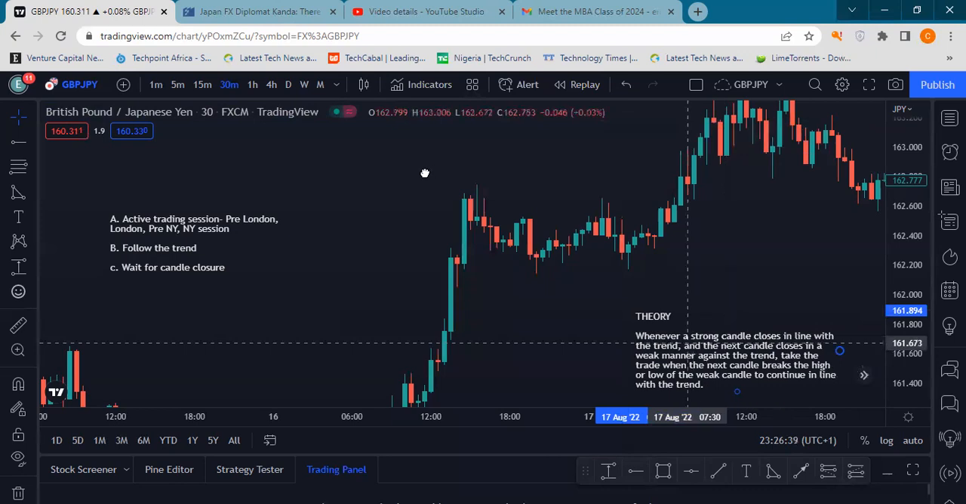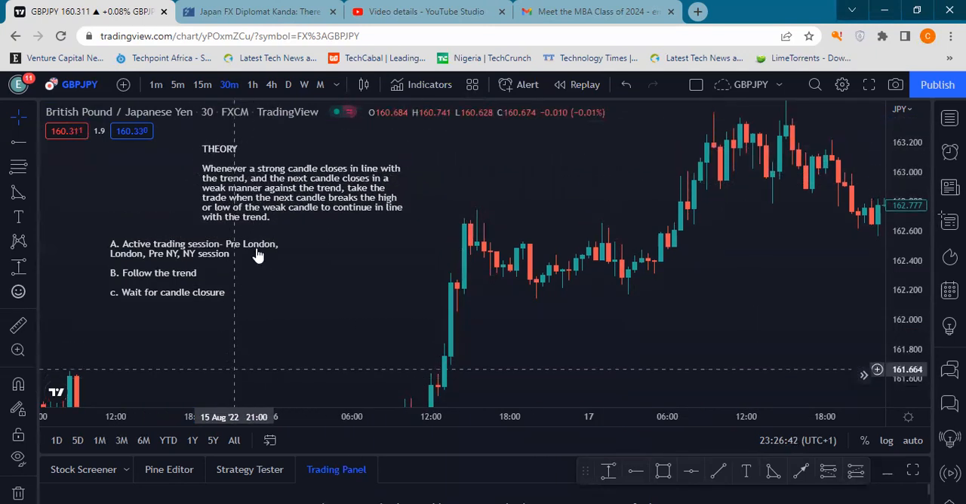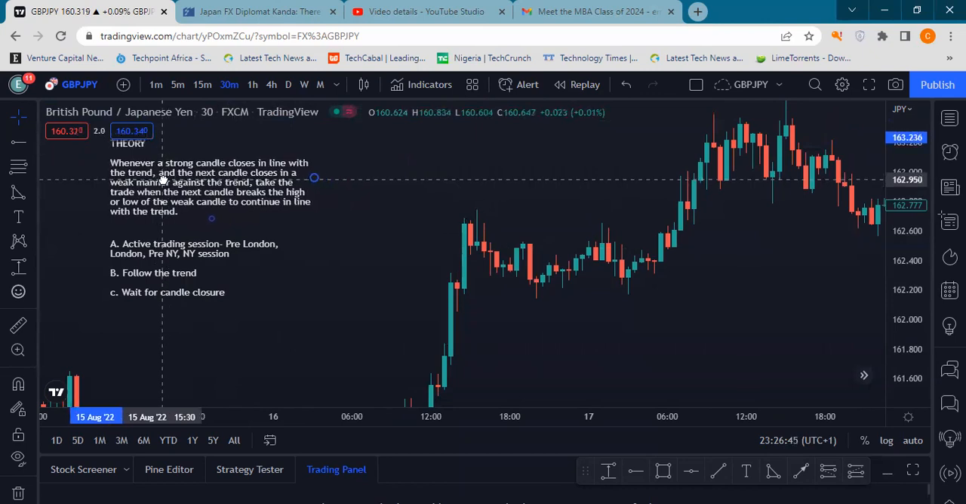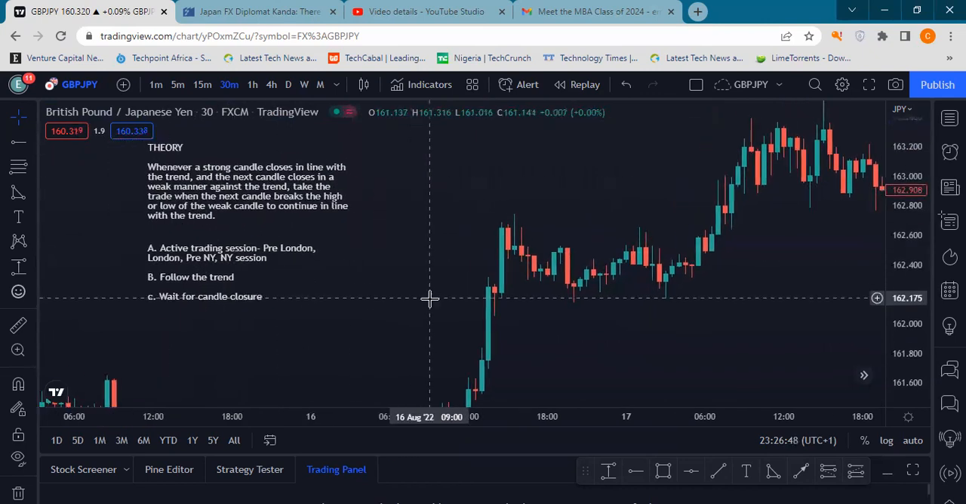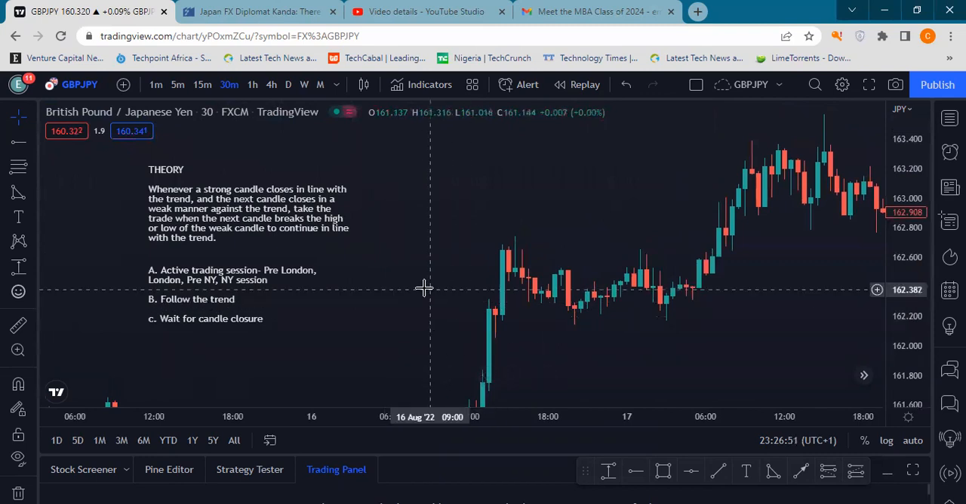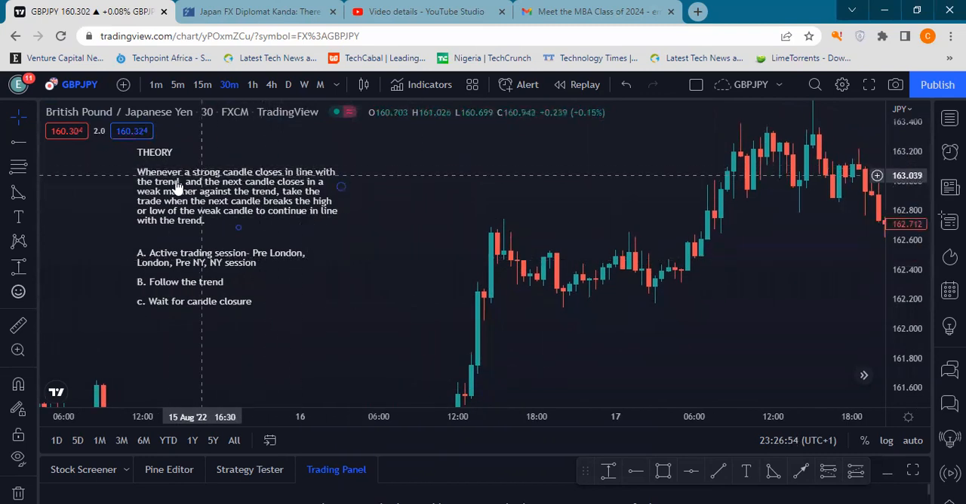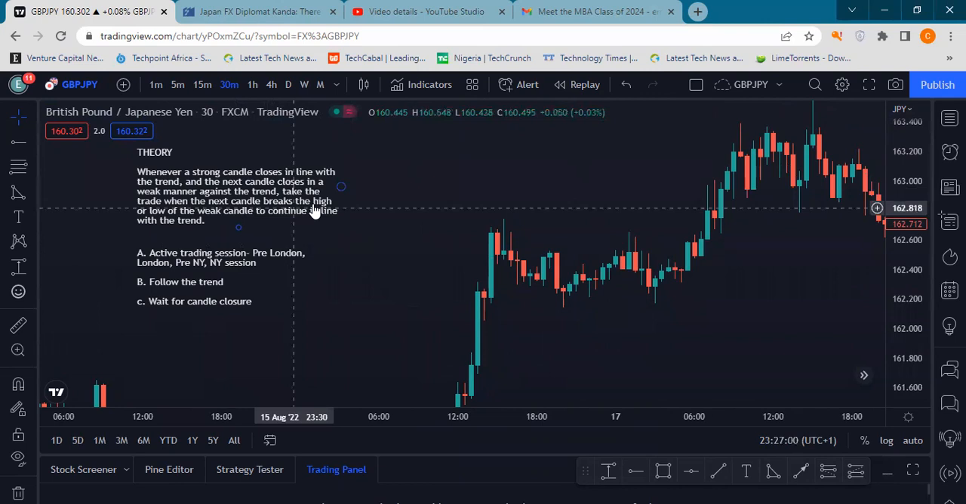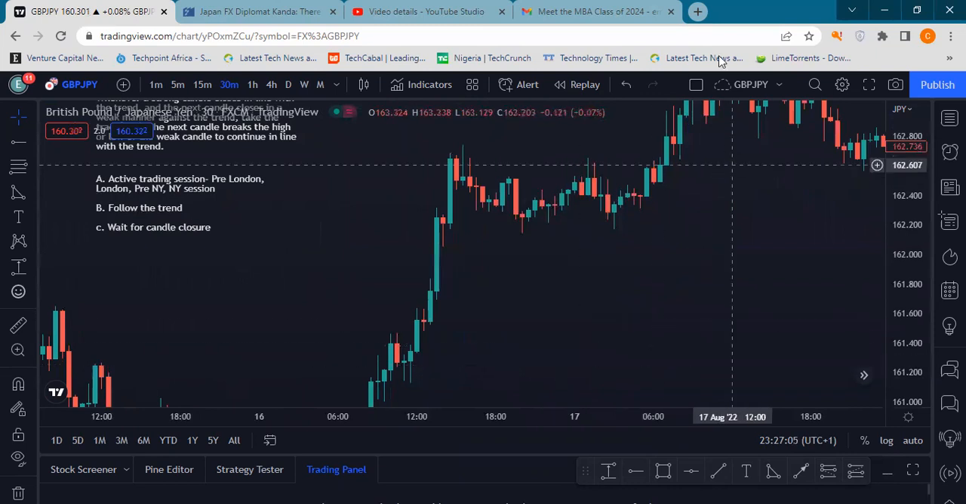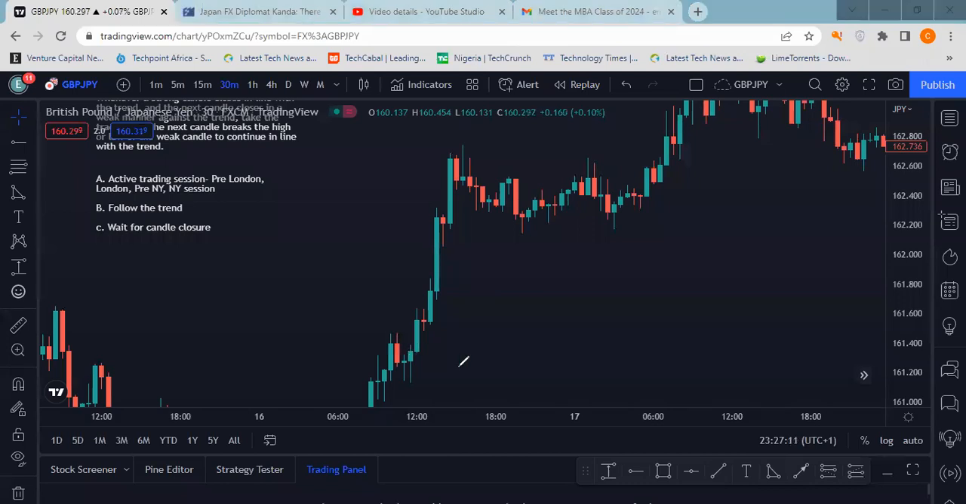And we know that theories become law when they are tested and they are trusted and have done sample size and all of that. So we want to try and do this sample size here, right? So whenever a strong candle closes in line with the trend and the next candle closes in a weak manner against the trend, take the trade when the next candle breaks the high or low of the weak candle to continue in line with the trend. So let's see that. So we can see that we're in an uptrend, right?